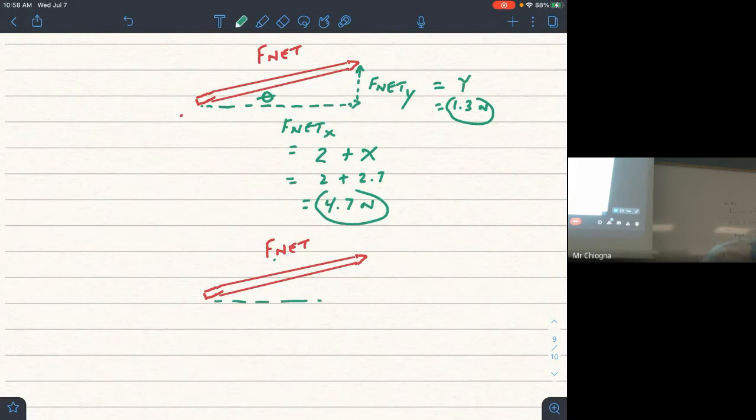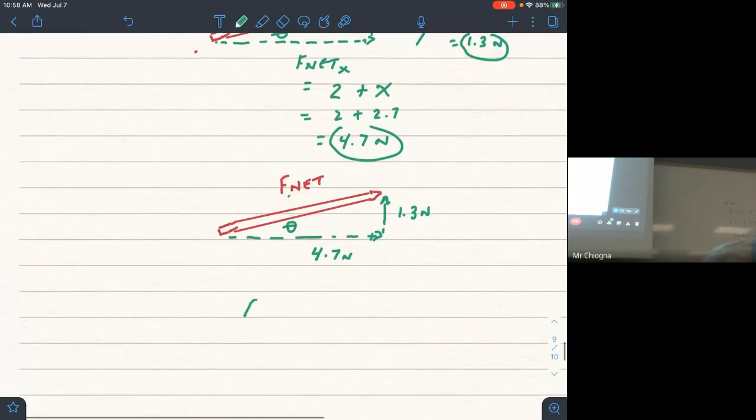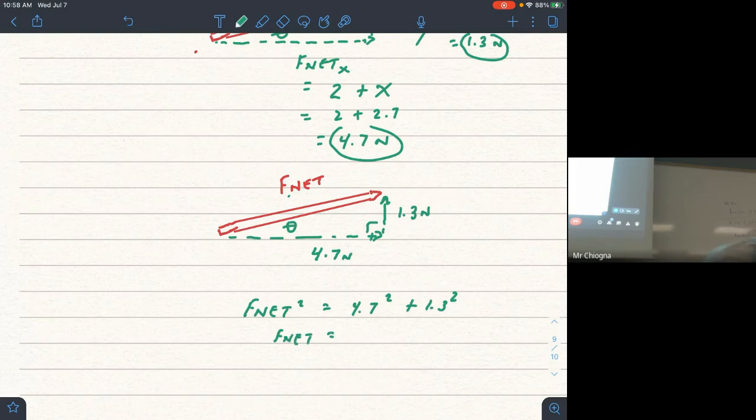So this is 4.7 and this is 1.3. So net force squared is equal to 4.7 squared plus 1.3 squared. Net force works out to be a little bit bigger than 4.7, 4.9 newtons.